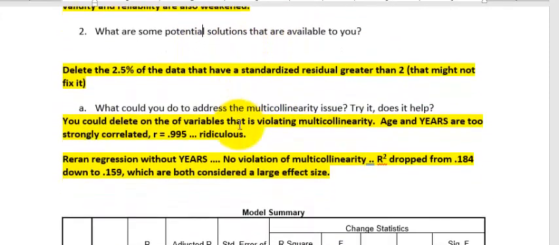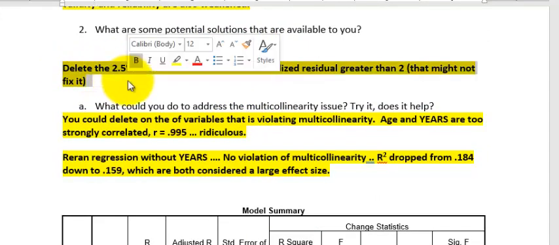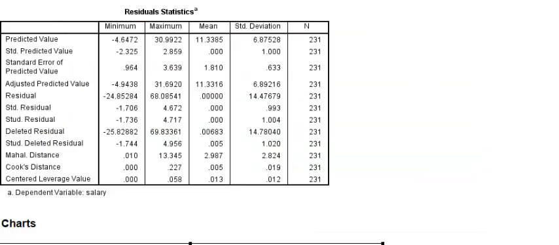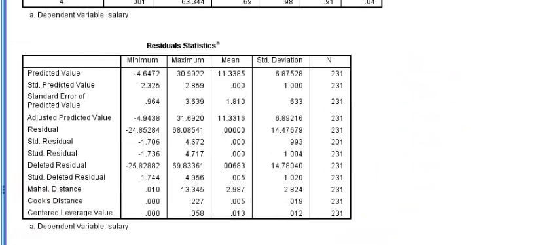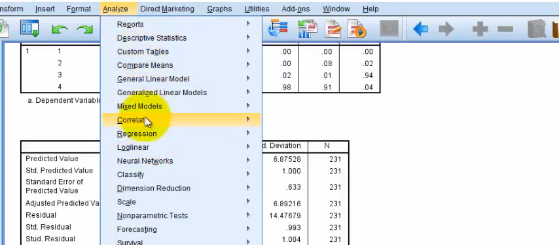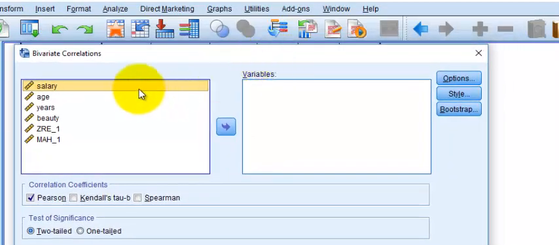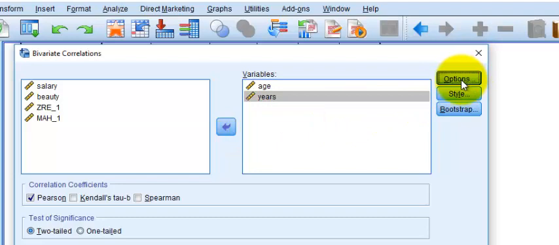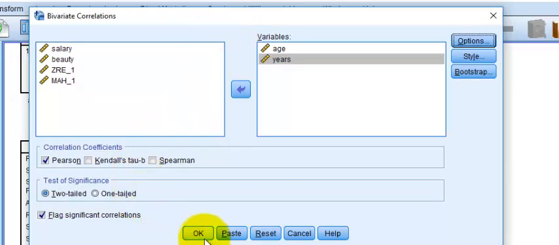So what are the potential solutions? You could delete those univariate outliers that I found, but I don't recommend that because I don't do that. The second thing is I'm going to check the relationship between age and years, because if they're too strongly correlated, you got to do something. So I'm going to go to Analyze, Correlate, Bivariate, and it was age and years. I'm assuming these two are going to be really strongly correlated, which is bad in a regression model. And we're just going to click OK.